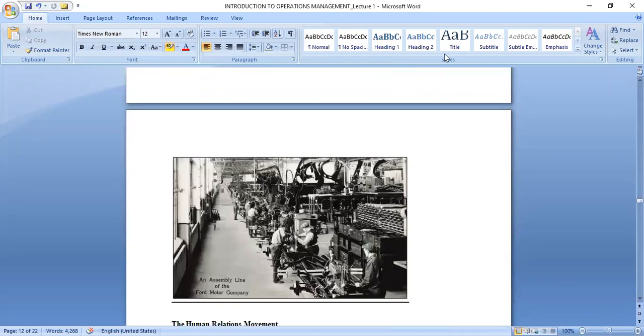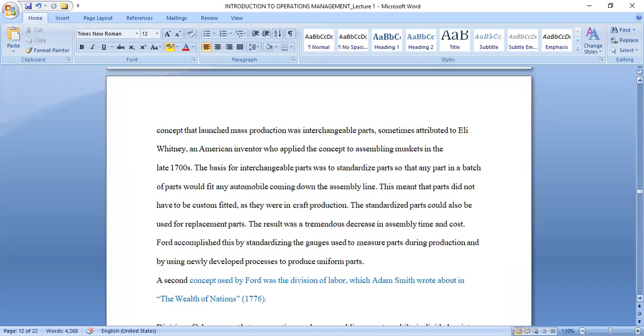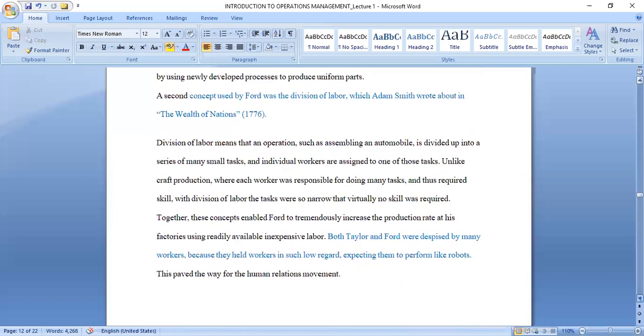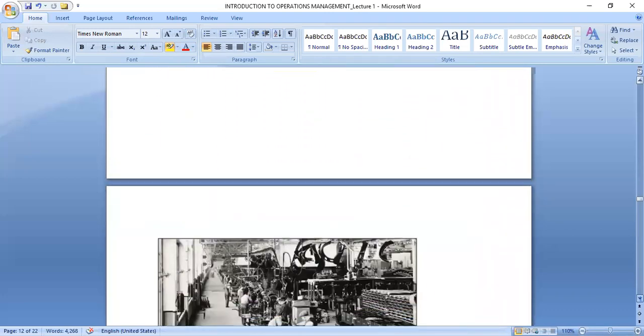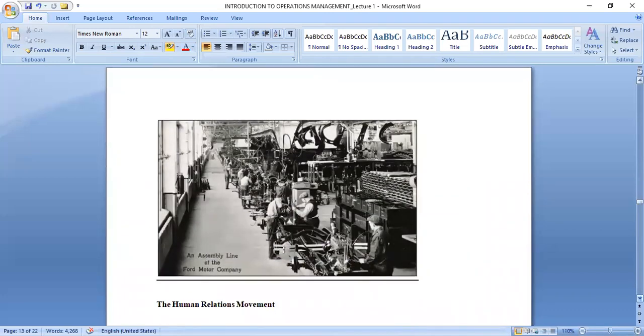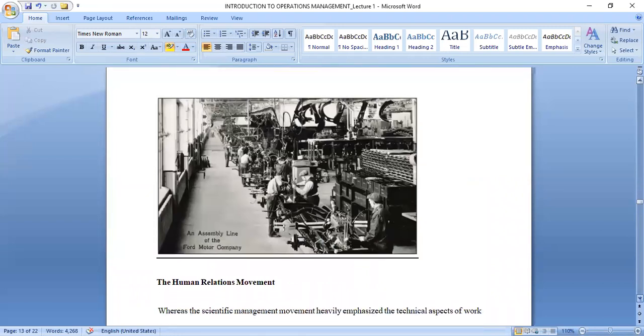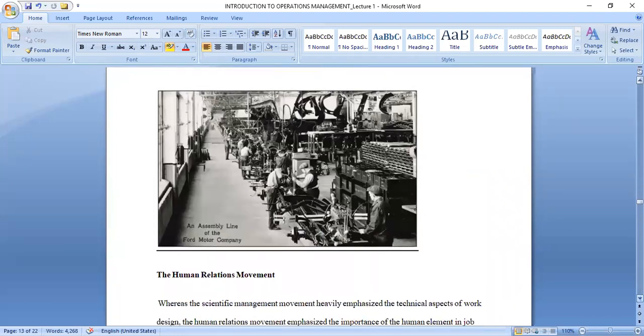You see that this man introduced that automobile in his company, right? And we see that he introduced the assembly line.